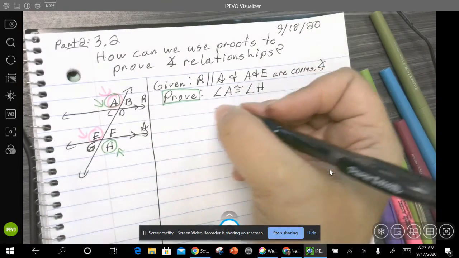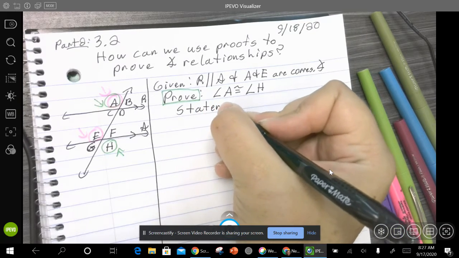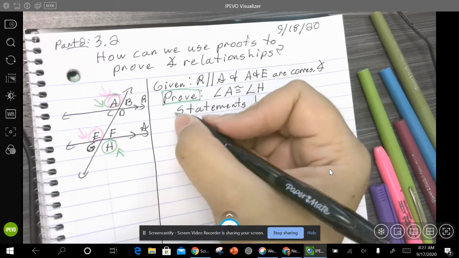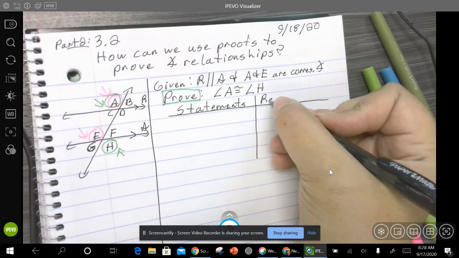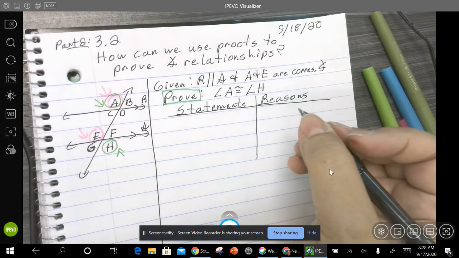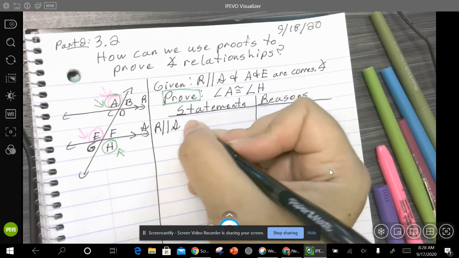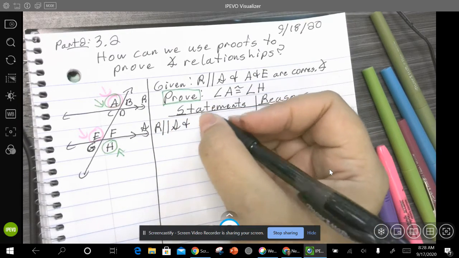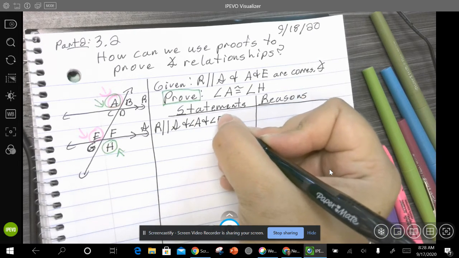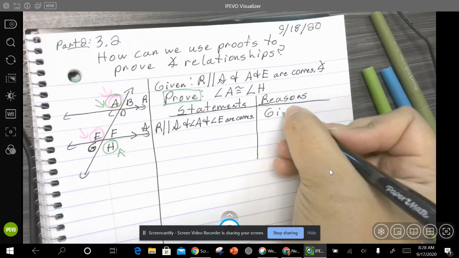Okay, so we're going to start, of course, everybody, with our givens. Okay, so our statements and our reasons. Just so you know, everybody, you can just write an S and an R for statement and reason. Okay, so we're going to start with our given. So line R is parallel to S, and angle A and angle E are corresponding. So that's what they give us. Okay, so those are our givens.